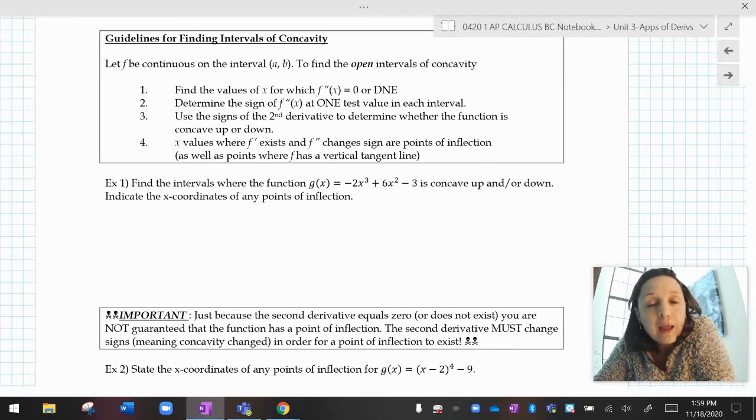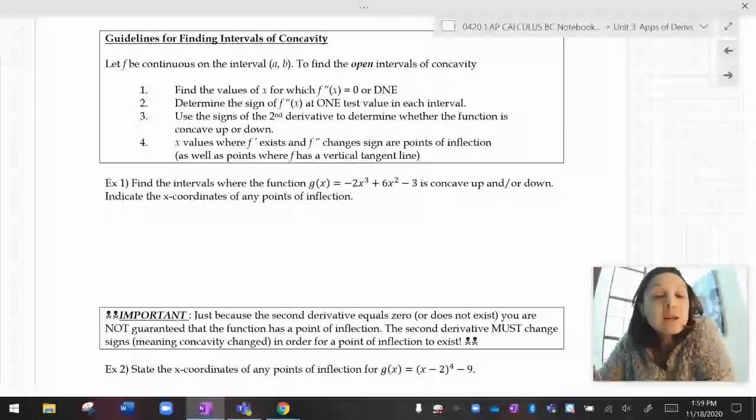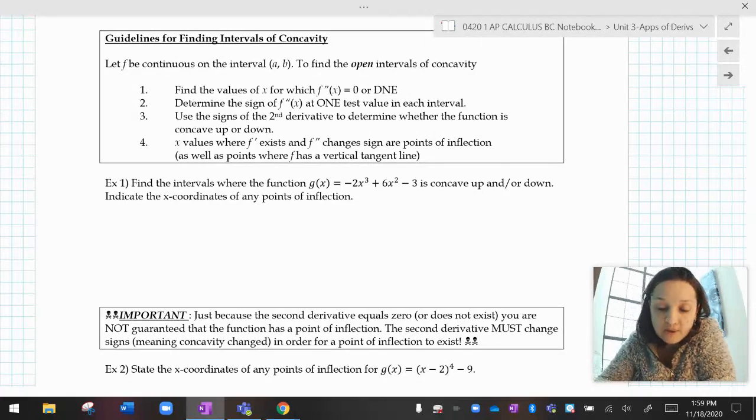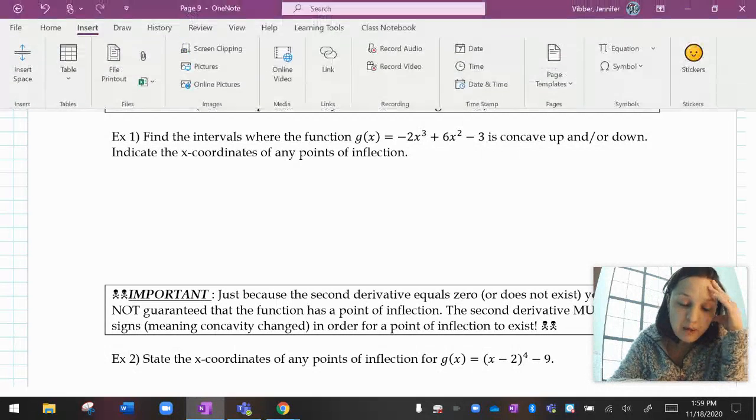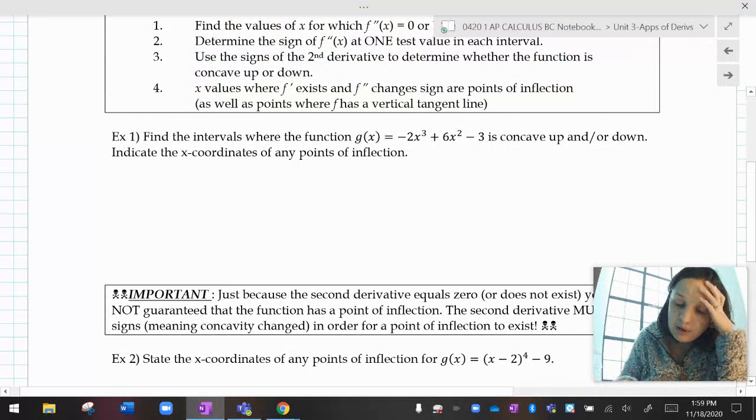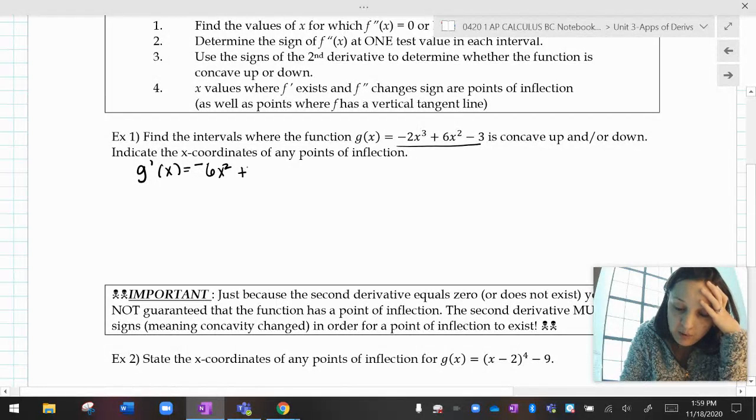If you want to find the intervals of concavity, you want to find out when the sign of f double prime changes. The easiest way to figure out when a sign changes or doesn't change is to set it equal to 0 or find out where it doesn't exist, or maybe both. In number 1, it says find the intervals where this function is concave up and/or concave down. So I am going to take that function and find its second derivative. g prime is negative 6x squared plus 12x, and g double prime is negative 12x plus 12.